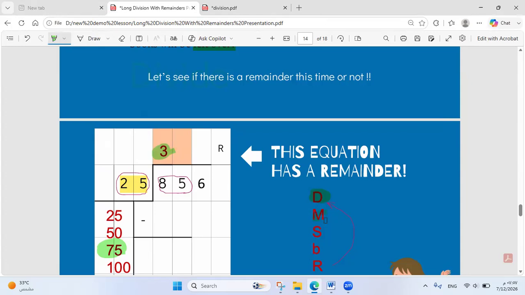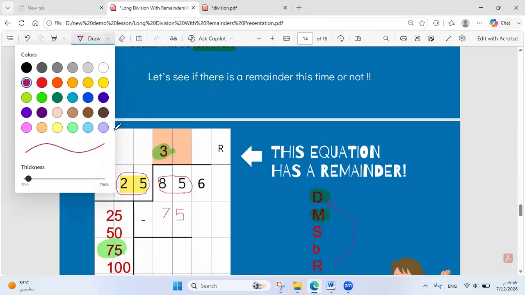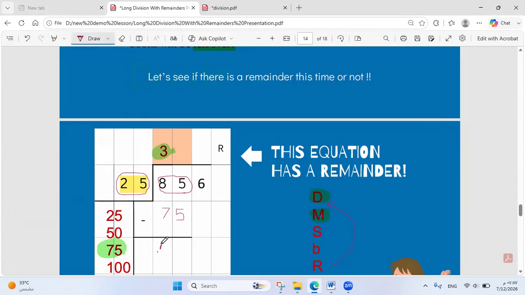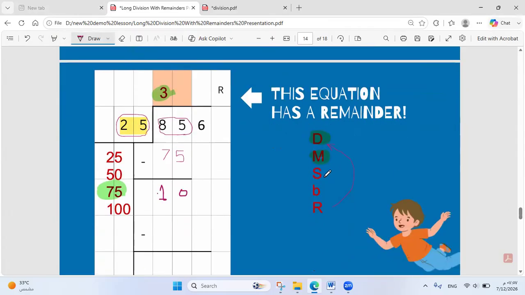Then we multiply which digit? 3 multiplied by 25. 3 multiplied by 25 equals 75. So we write here 75. Then we subtract: 85 minus 75 equals, yes, very good, 10. We put the 10 here. We subtracted already, so what shall we do next? Yes, very good, we bring down.